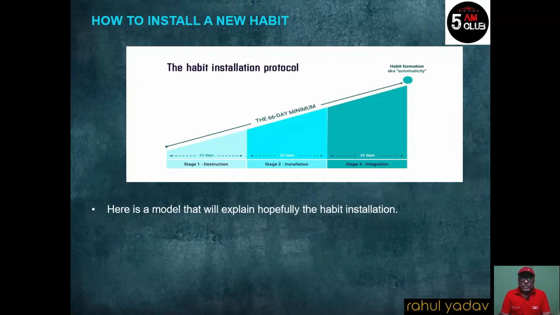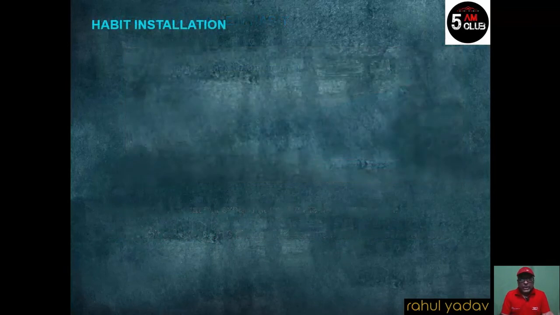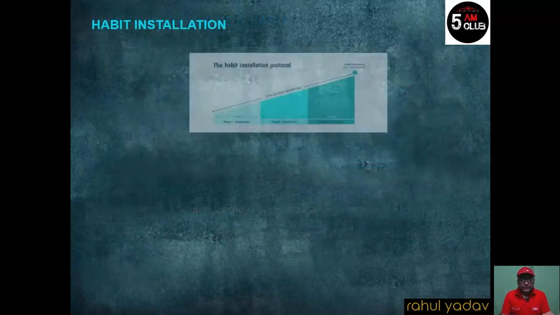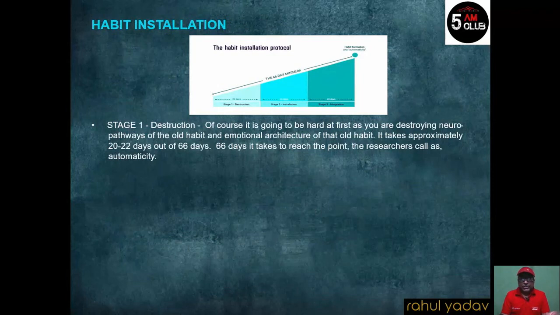So here is a model that explains how habit installation works. Every habit goes through three different phases that I have told you about, to reach the final destination, which is known as the automaticity point. So we understand this whole concept over here. This is the picture.